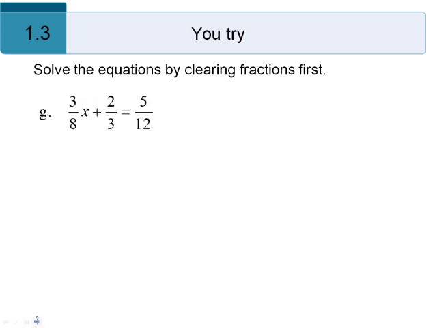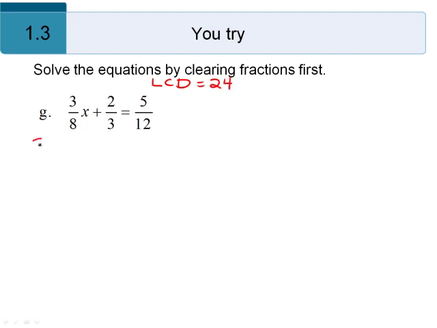On we go. Letter G. So we're looking at denominators of 8, 3, and 12. If you start with the biggest denominator, 12, and say, well, 8 doesn't go into 12, so we can't use 12. But what's 12 times 2? 24. 8 and 3 both go into 24. So there is our common denominator right there, 24.